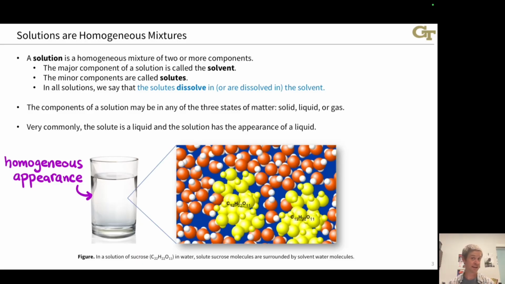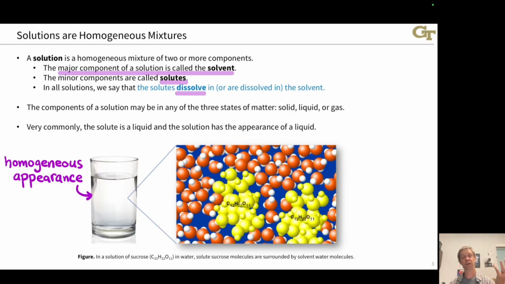A solution is by definition a mixture, and so will contain at least two components. One of those components will be present in greatest amount. We call this the solvent. In the solution you see on this slide, the solvent is water. Most of the molecules are H2O. The minor components within a solution, and there may be more than one, are called solutes. And we say that the solutes dissolve in the solvent.